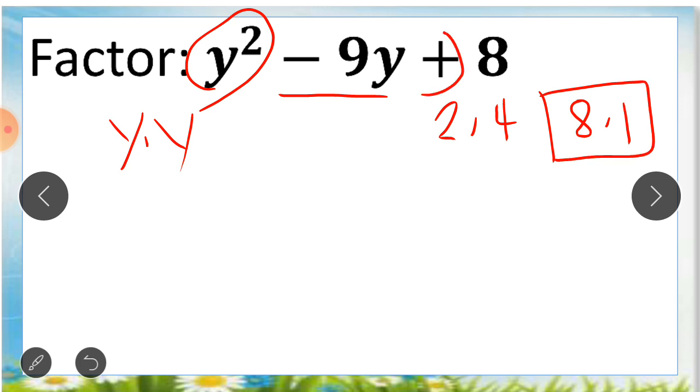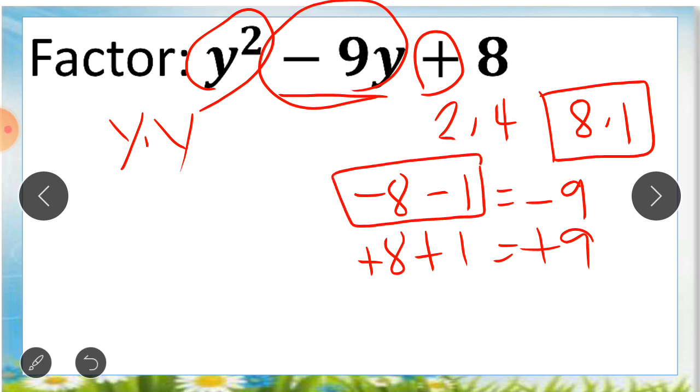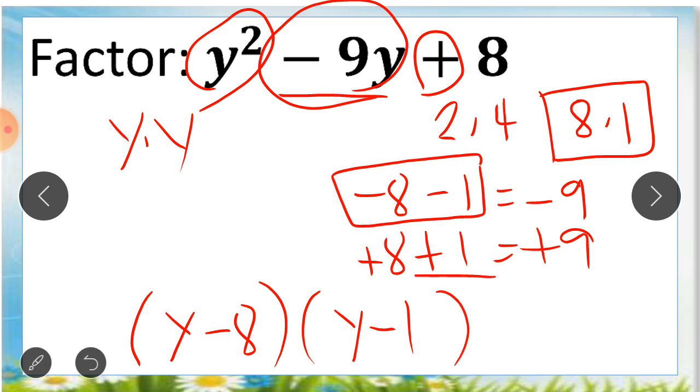So the last term is positive. We know that they must have the same sign, right? The next question will be same positive or same negative. If you have it same negative, the answer will be negative 9. If you have this same positive, the answer will be positive 9. The middle term is negative 9. So therefore, we're going to choose this, negative 8 and negative 1. So we can now write the factors as y minus 8 and y minus 1. So these are the answer.